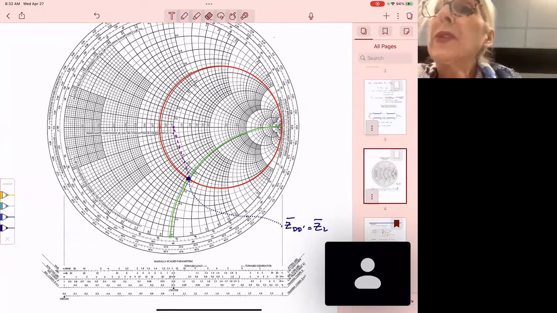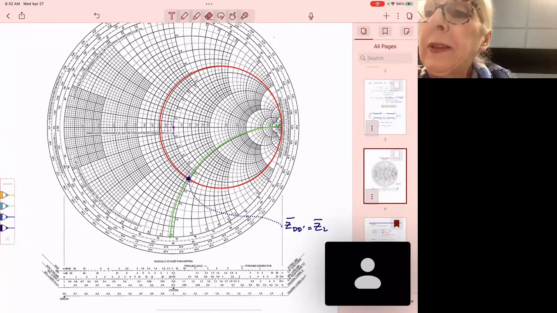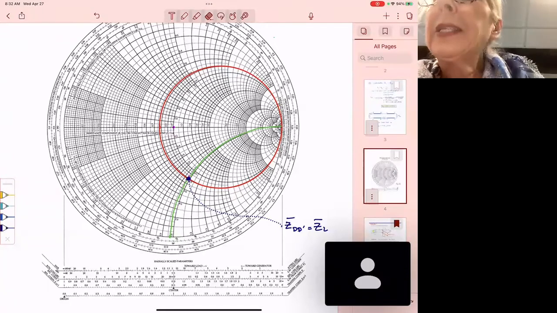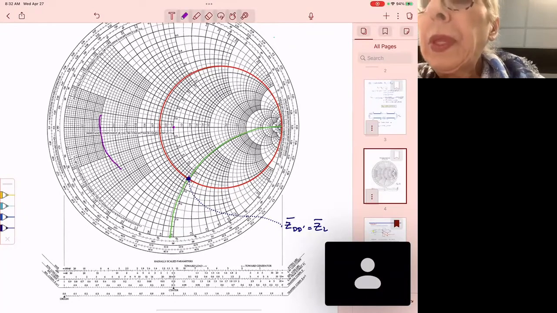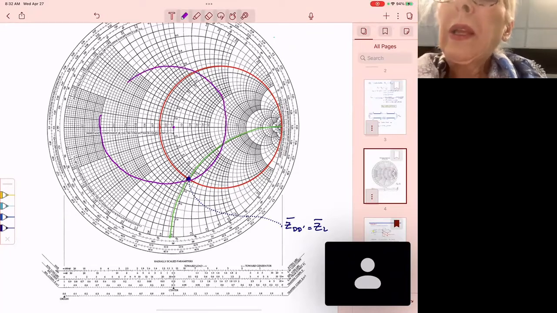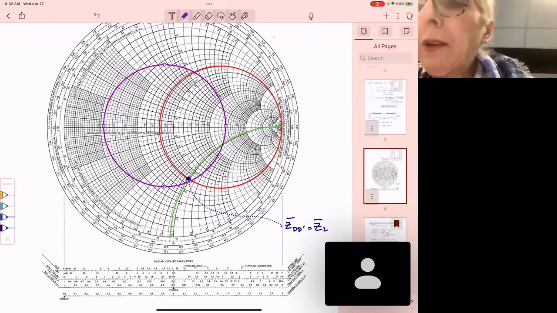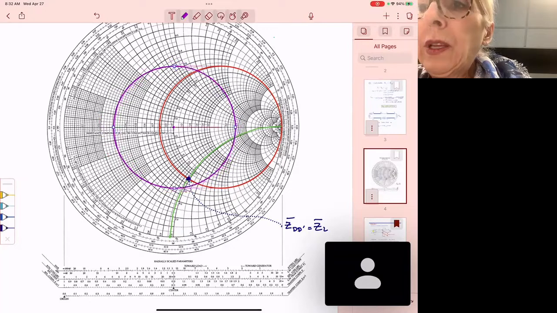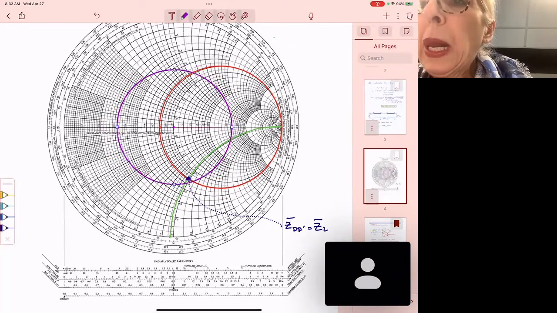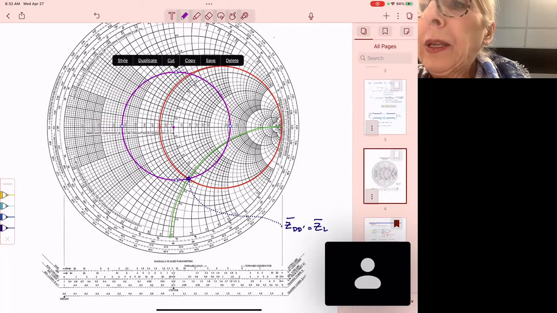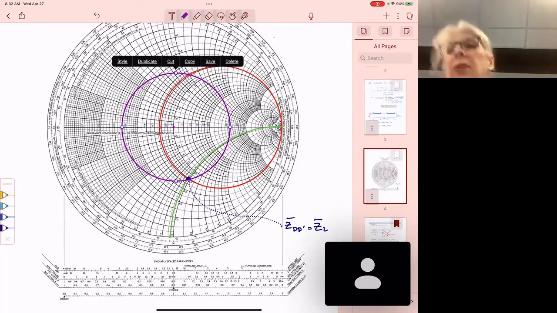All right, so I will erase extra lines because I don't need them. And then I'm going to draw a circle. Okay, I'll fix it. All right, I'm good enough. If you want to be more accurate, that's fine.